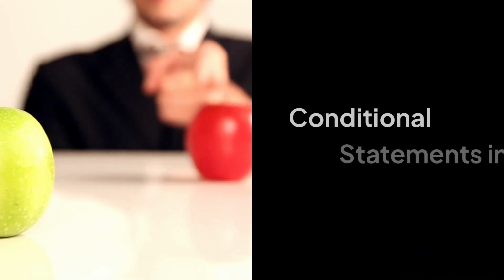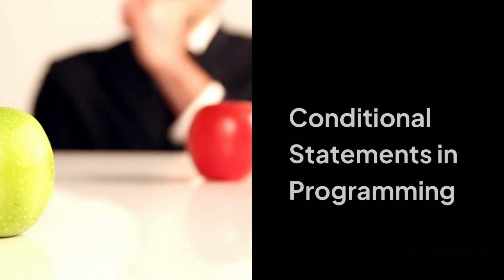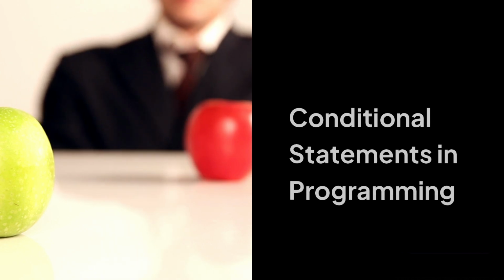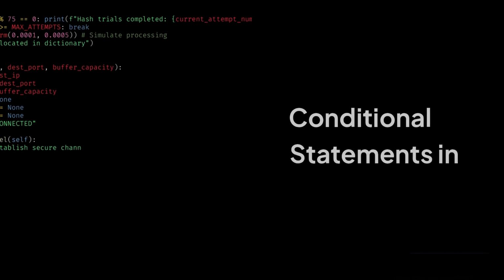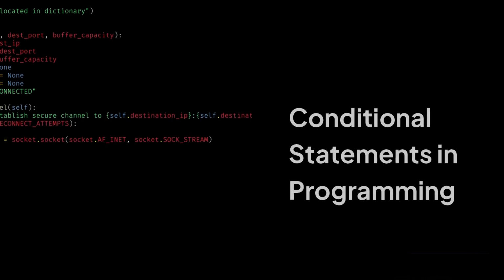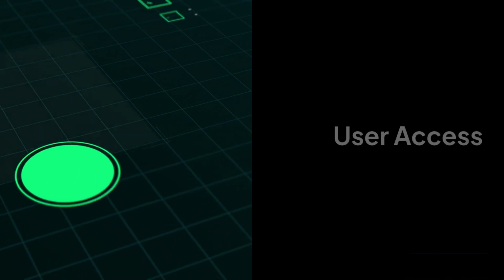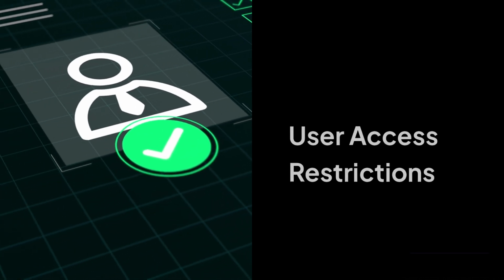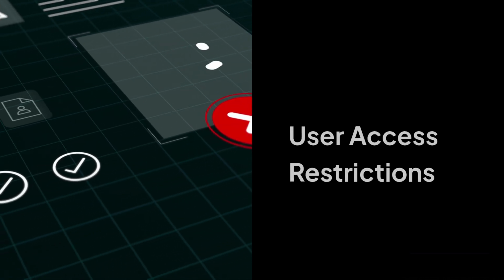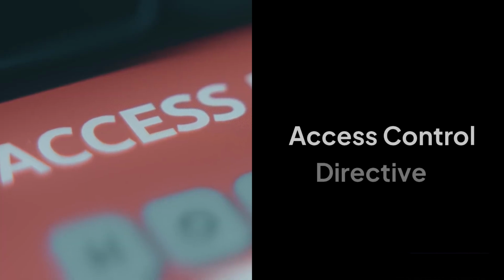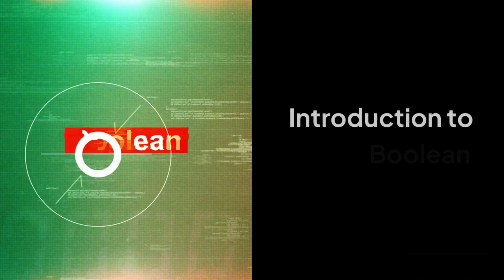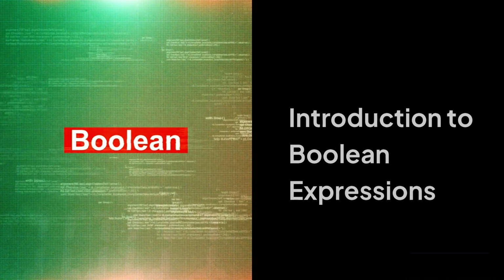Programs also need to make decisions, and this is where conditional statements come in. Using if and else, the program can choose what to do based on a condition. For example, if a user is older than 18, allow access. Otherwise, deny access. These conditions are based on something called Boolean expressions.